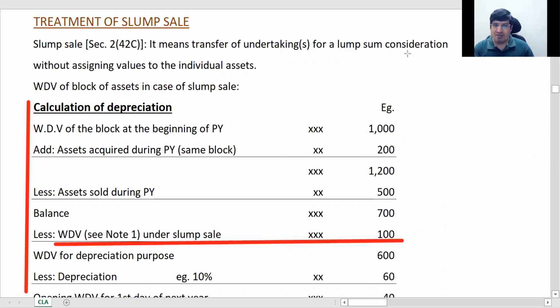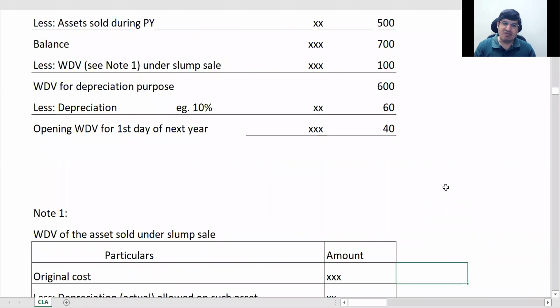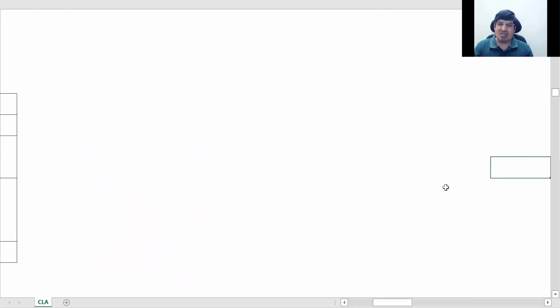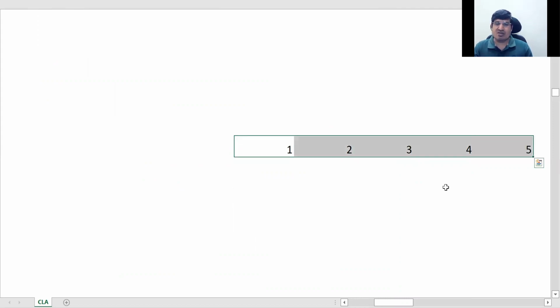बहुत ही सिंपल है. और WDV under slump sale you find it individually. ठीक है, so in written down value methods we have block of assets, correct? Block of assets का concept है. यहाँ ऐसा नहीं करेंगे. सपोज आपका स्लम सेल हुआ है 5 assets. ओके, 1 2 3 4 5. ठीक है, this is your slump sale has happened for 5 assets.